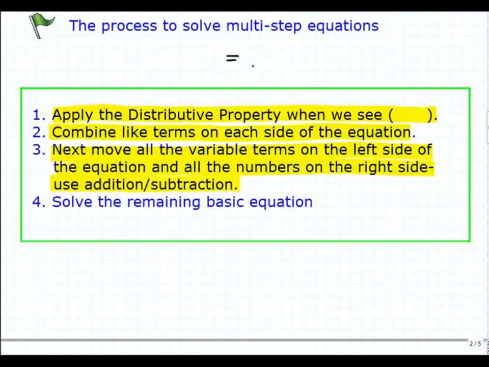Remember, what we're trying to do when we're solving an equation is to get all those variables on the left and all the numbers on the right. So that's what we're talking about in step 3. Then lastly, after step 3, you're going to be left with a basic one-step equation. So you're just going to solve that basic equation and you'll get your solution to your multi-step equation. So let's take a look at a couple of examples.